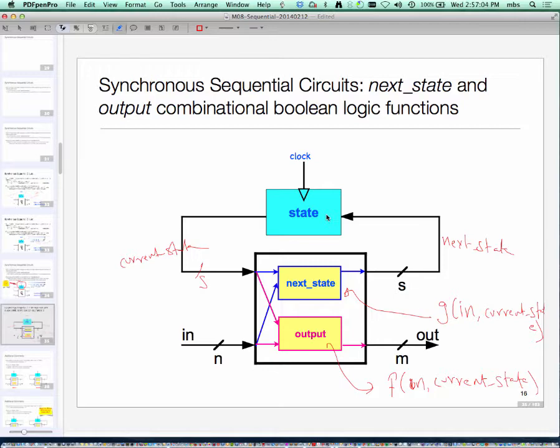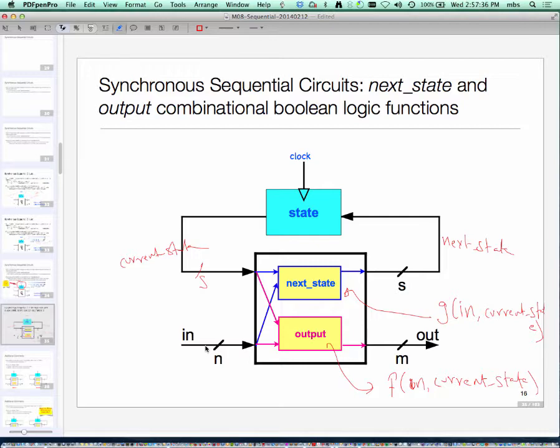So if no one wants to ask questions, let me ask you guys a question. So let's imagine I make a change on one of the input lines. So I have n bits of input. Let's say I cause a change in one of the input lines. Do you think out can change immediately? Yeah, because it's just going through a combinational logic.